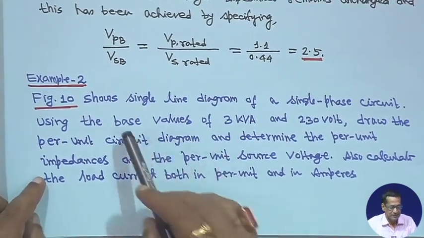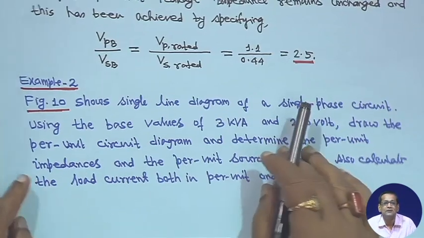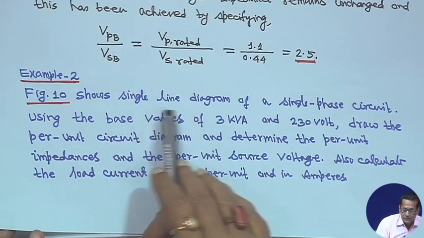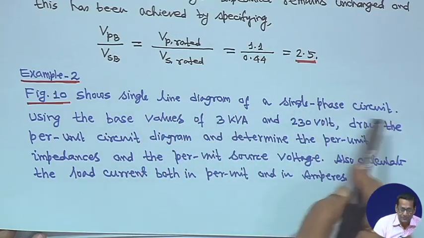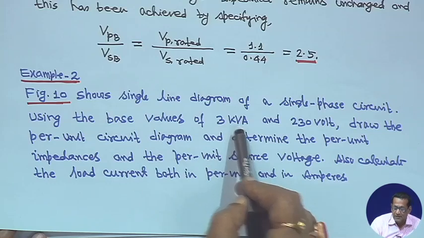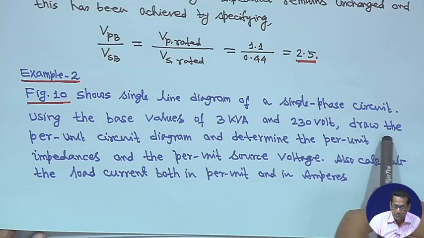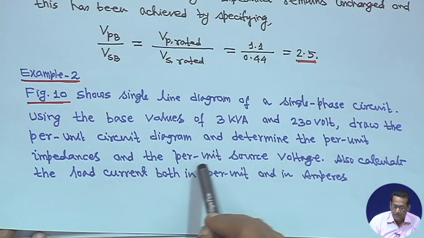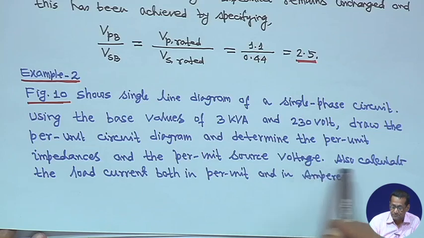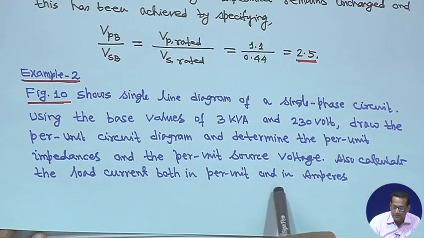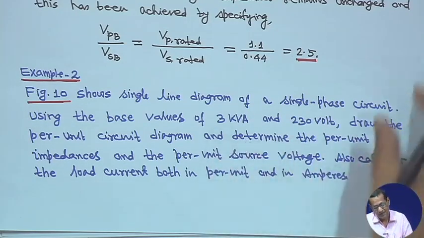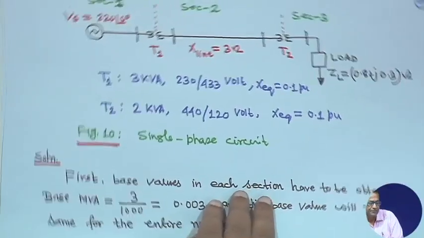This is actually a little bit slower, we will go to a different type of problem. Now, figure 10 I will show you, it shows a single line diagram of a single phase circuit, using the base values of 3 kVA and 230 volt. So, you have to draw the per unit circuit diagram and determine the per unit impedances and the per unit source voltage. Also calculate the load current both in per unit and in amperes.